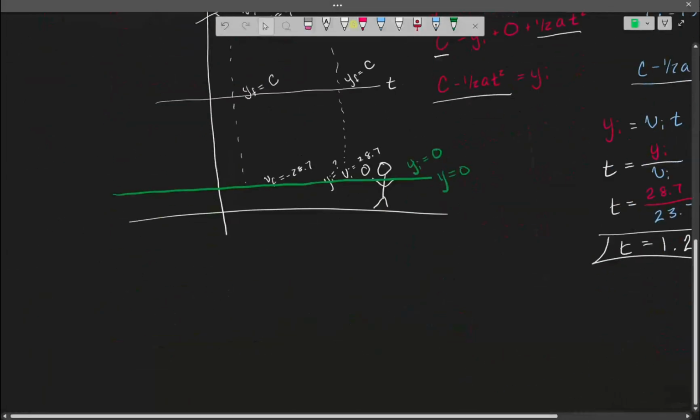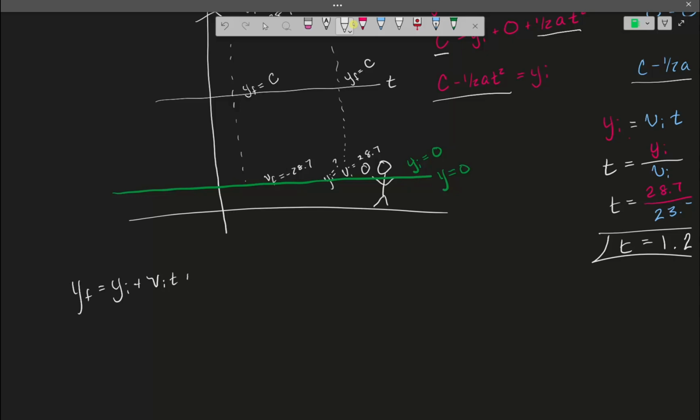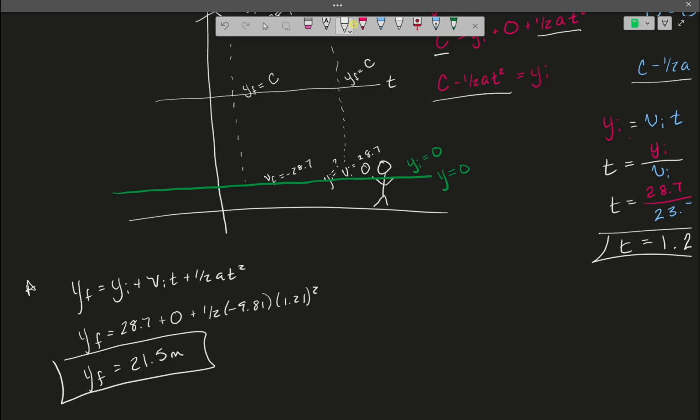Since I didn't actually work it all out, I'll do it again. So y final is equal to y initial plus vi times time plus 1/2 at squared. I'm going to consider this for ball A. So y final is equal to, the y initial was 28.7, my initial velocity was 0, 1/2 negative 9.81 times 1.21 squared. And when I plugged that into the calculator, I got that the final position was 21.5 meters. That is the solution for part B.